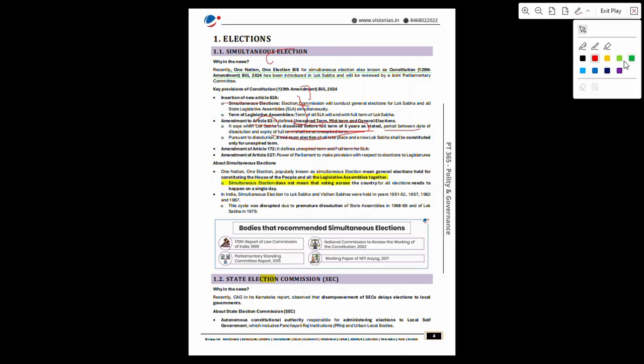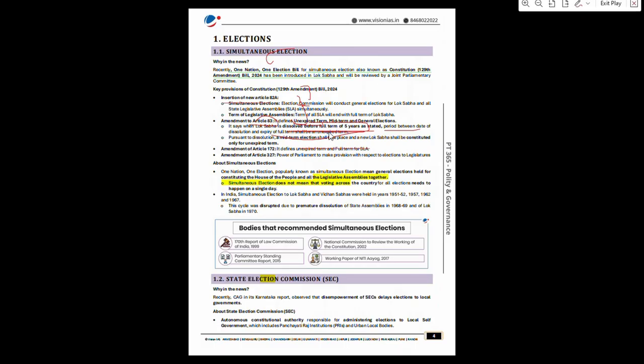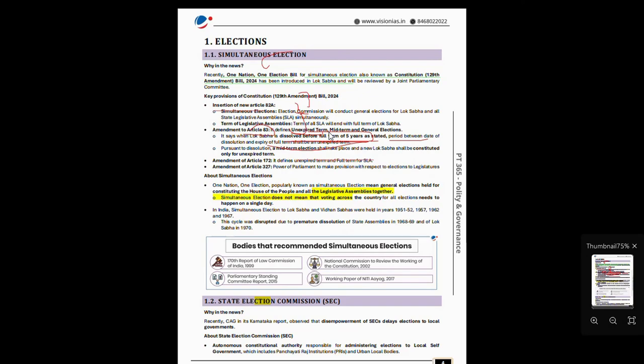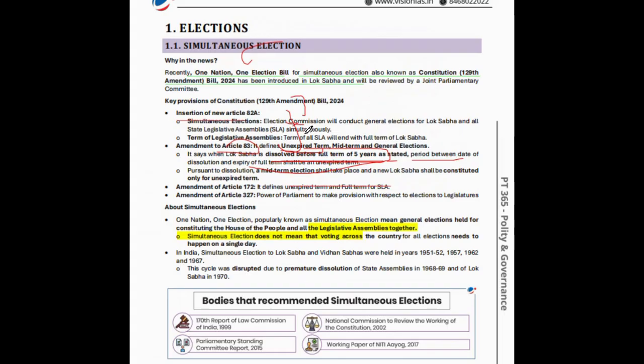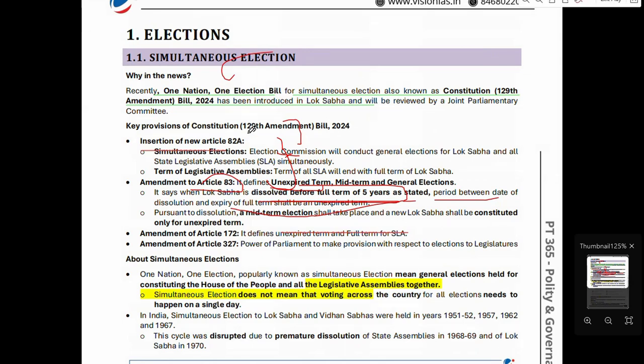Now, in this year, simultaneous election is in the news. Recently, one nation, one election is in the news. The Constitution 129th Amendment Bill 2024 has been introduced in Lok Sabha, and it will be reviewed by a joint parliamentary committee. It may be an important question for UPSC 2025.